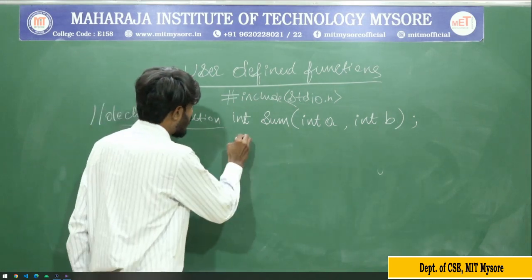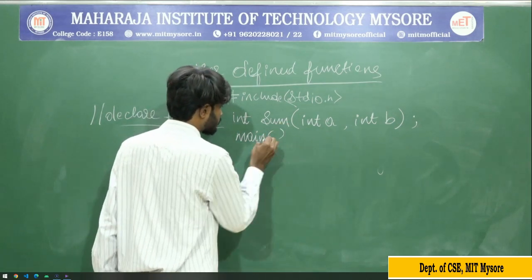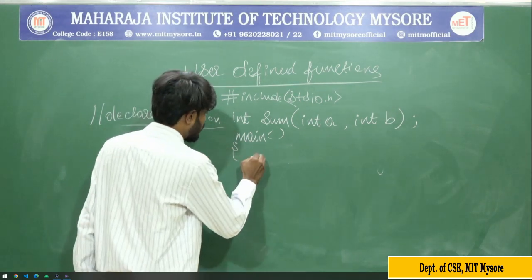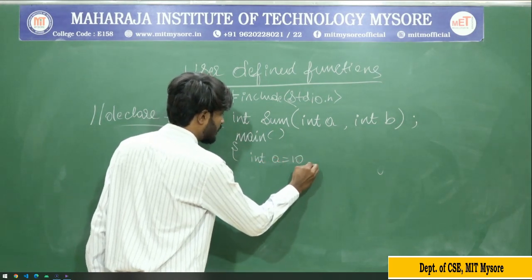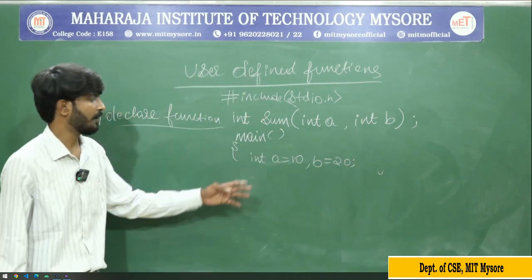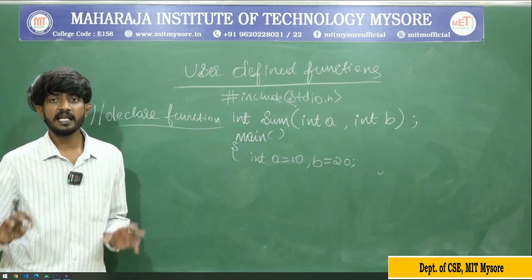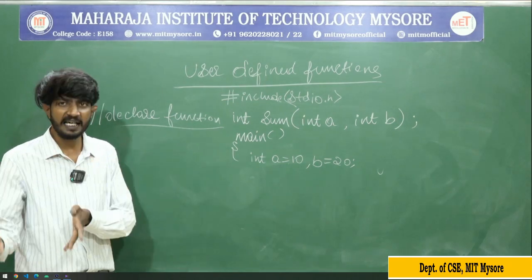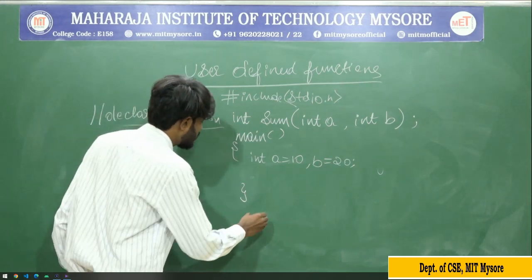Okay, so then I will write the main function. Here I will assign the values directly. a is equal to 10, b is equal to 20. So I have assigned the values of a and b directly. Now I need to call the function. So first I need to create that function. After main I will create another function.